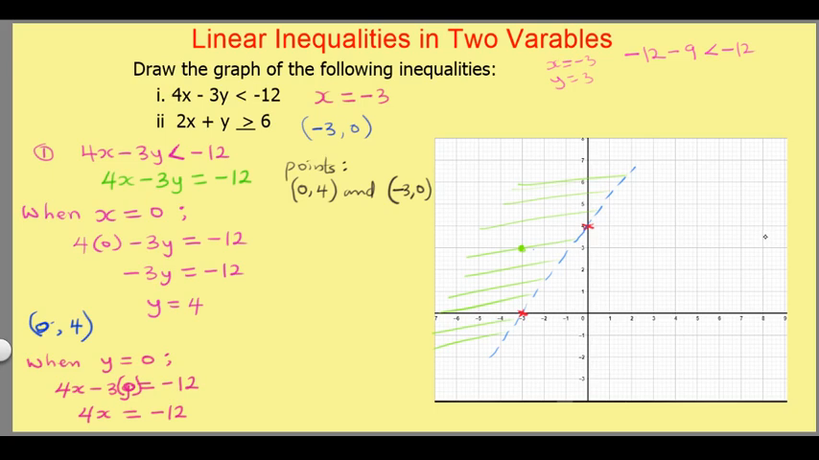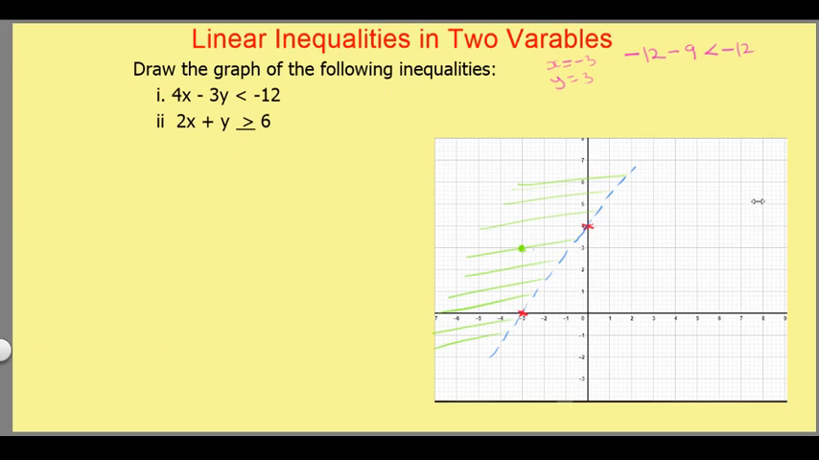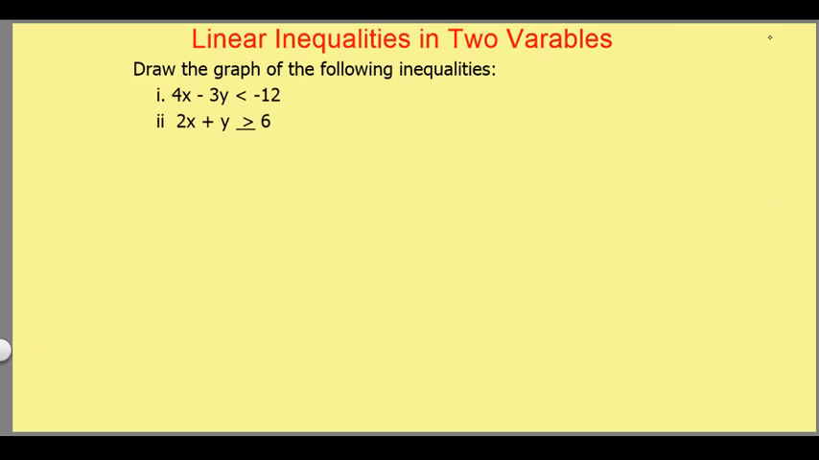Moving on, let's solve the second question. For the second question, we have 2x plus y greater than or equals to 6. So to solve this greater than or equals to 6, we assume the place of equal sign so that we can be able to solve the problem.